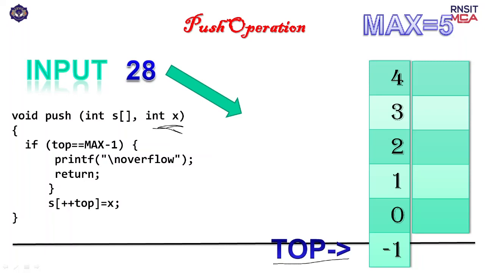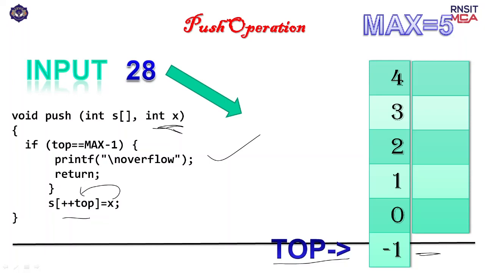Initially your top pointer is pointing to -1. Suppose top reaches maximum - 1, since we are starting from 0, maximum - 1 is 4. If it is 4, then you have to display the message overflow and you have to stop, or else you have to increment the top, then you have to store that element into the stack. So that is the thing.